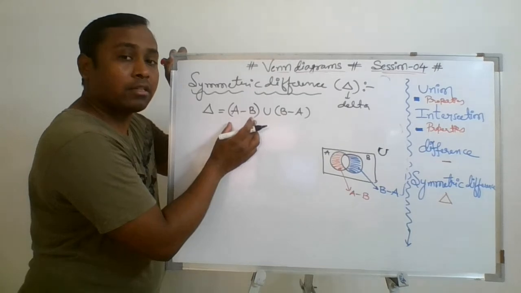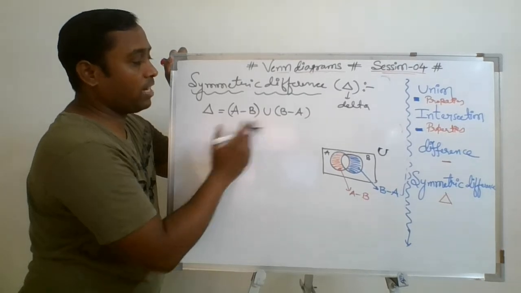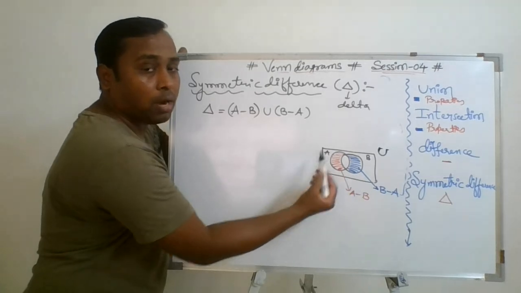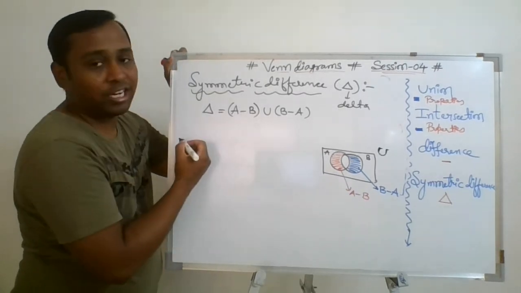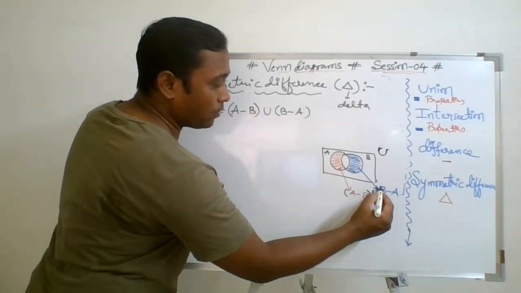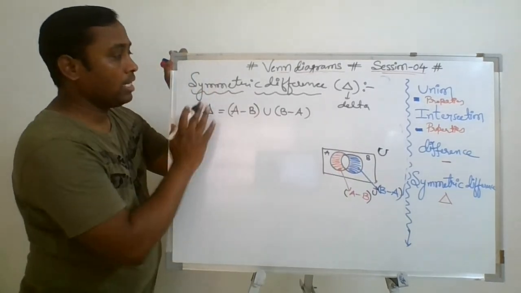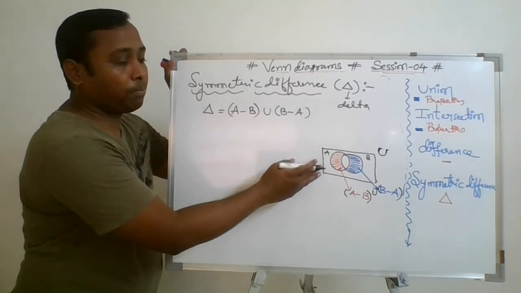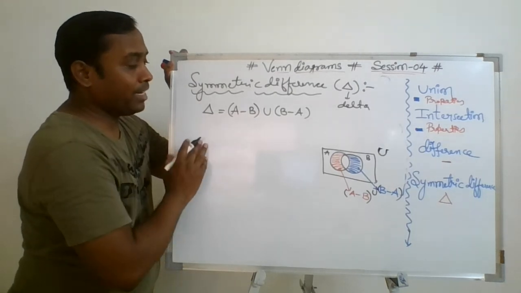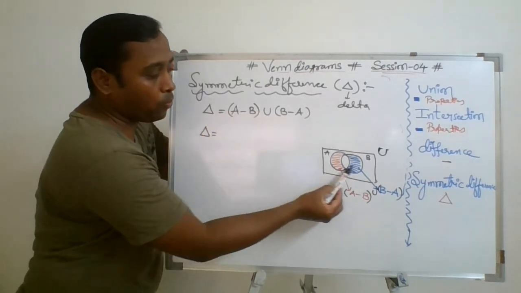So the part of A minus B, the set union B minus A. So it's a union of A minus B and B minus A, simply the red portion and the blue portion combinedly known as symmetric difference. So if I'm just doing the union of these two sets, A minus B and B minus A, this red and blue portion combinedly is known as what? Symmetric difference. So pictorial representation is done, definition is also done. Getting it?